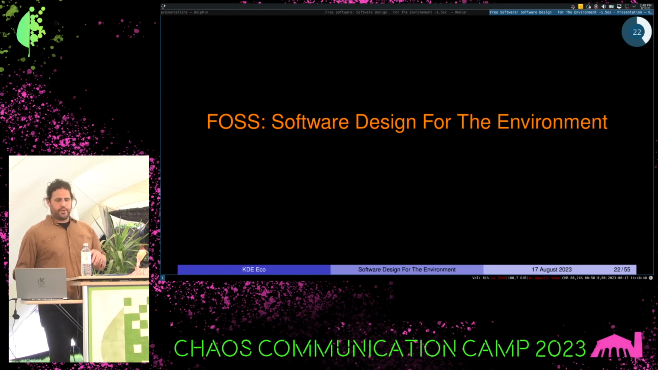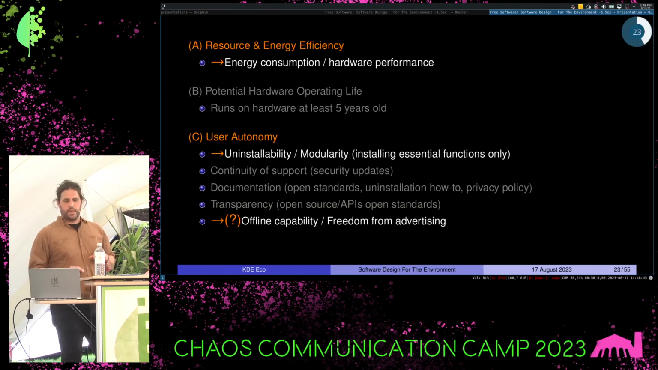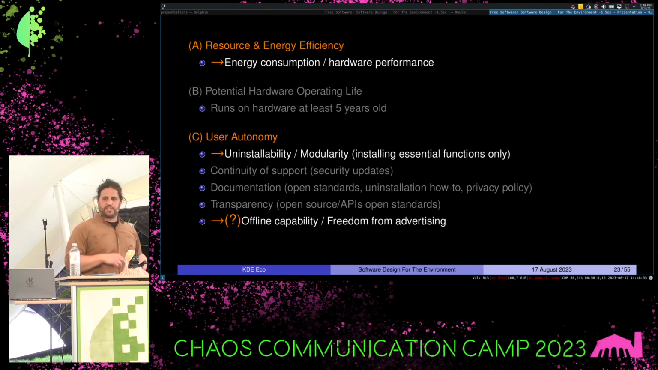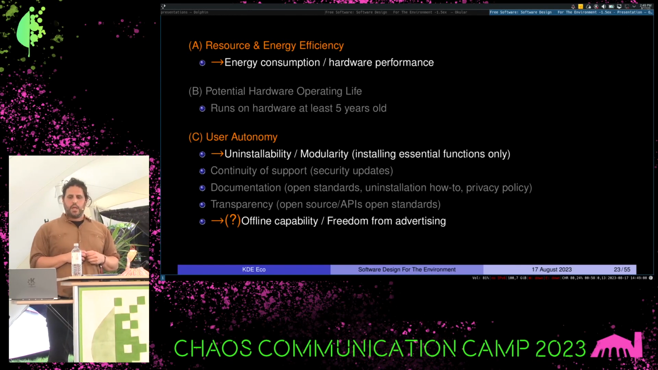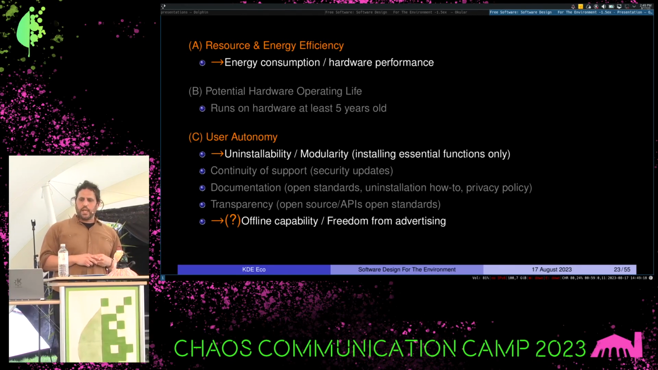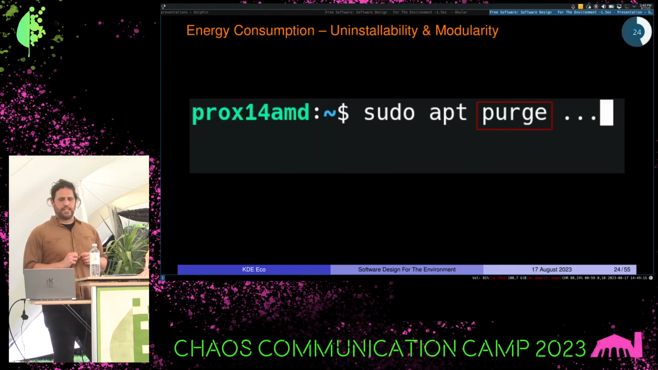So here, getting to the characteristics about free and open source software and how it relates to energy efficiency and resource consumption. Looking at the criteria, it's hard to single out a single one when it comes to the topics of efficiency and conservation. They're all interrelated. But here I want to focus on a couple of them together in 3 different parts. So first I want to look at the energy consumption and hardware performance related to uninstallability and modularity, and perhaps related to offline capability and freedom from advertising.